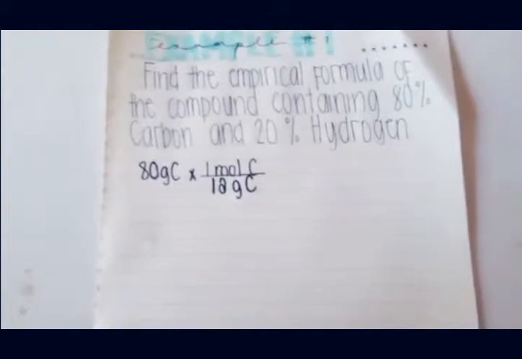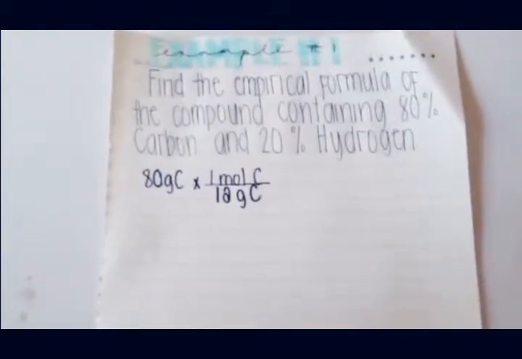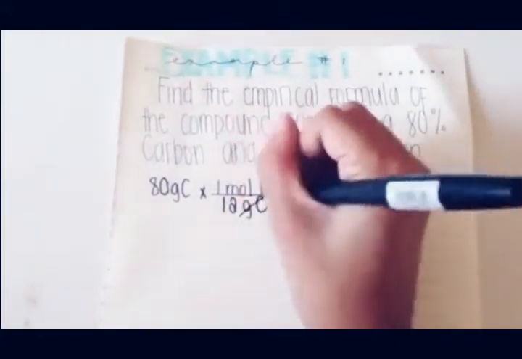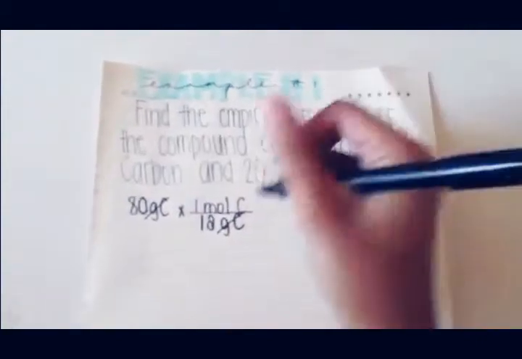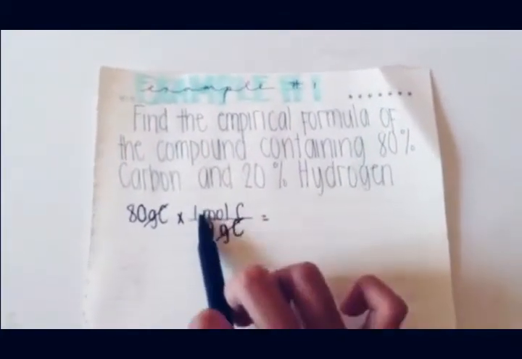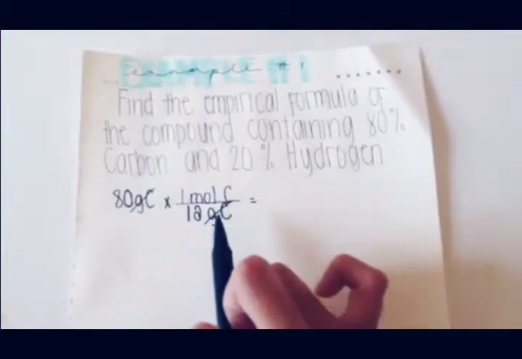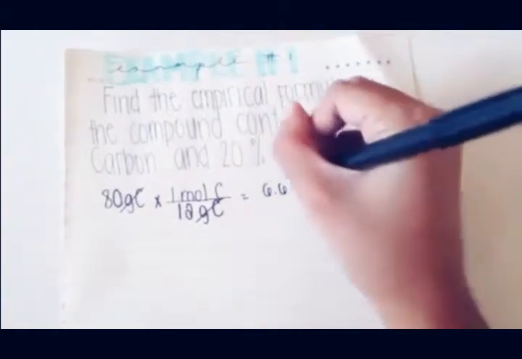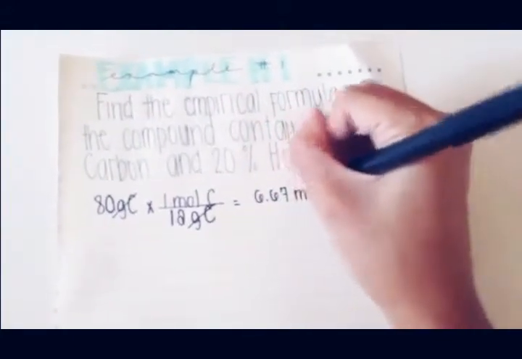gram carbon. In this situation, we have to cancel out the same units so that we won't have a lot of units. So we have to cancel this and here. After that, you have to divide the numbers, because 80 times 1 is equals to 80, and 80 divided by 12 is equals to 6.67 mole carbon.